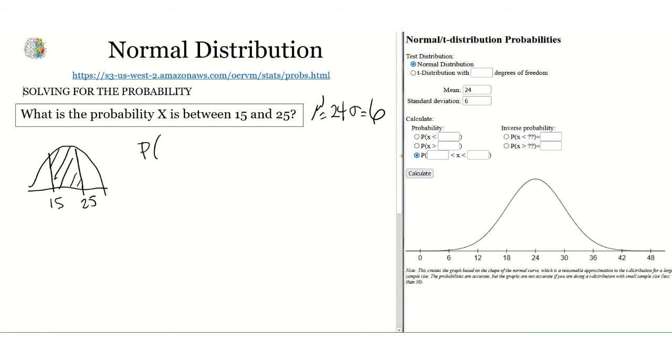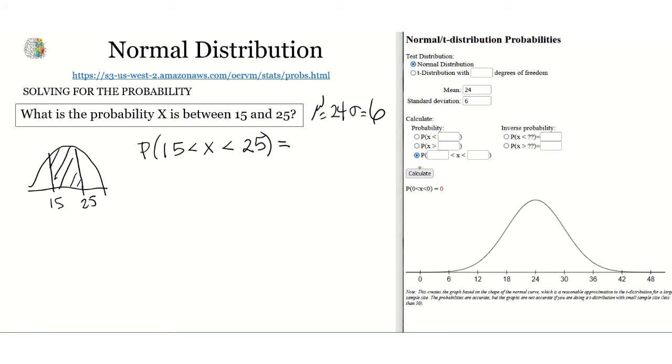We're going to put in the probability that my x is greater than 15 and less than 25. So it's between these two values. Click on calculate. Oh, and I didn't put any numbers, so it's not going to calculate anything for me. So that's 15 and 25. Click on calculate. You'll notice we've got a shaded portion, this is a two-tailed test. The middle portion is going to give me my percentage.